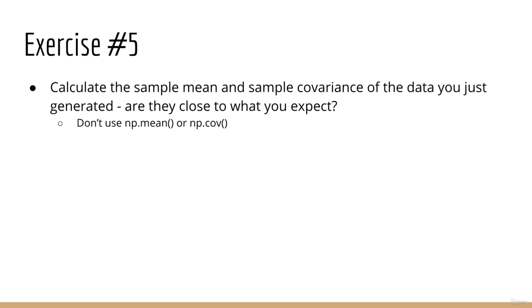Your next exercise is to take the samples you just generated from the multivariate normal and calculate the sample mean and sample covariance from your data. Consider whether or not these estimates are close to the values you expect. As a bonus, do not use the mean and cov functions in NumPy, but instead use the actual formulas. This will be useful for understanding many of the concepts in this course.